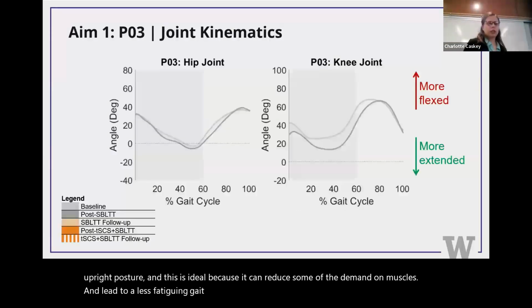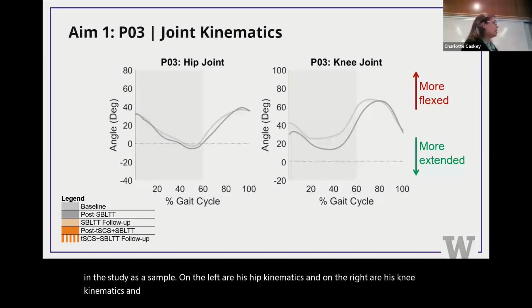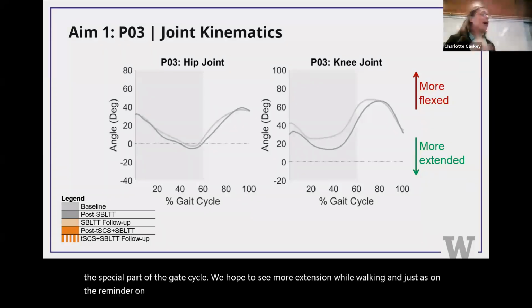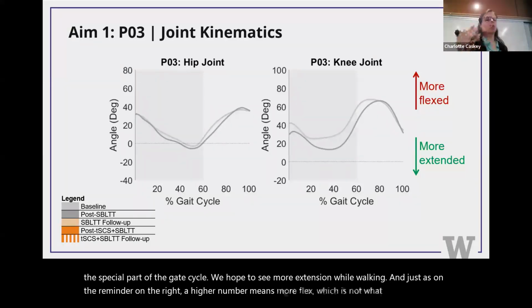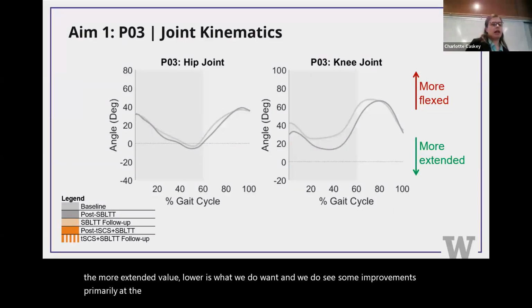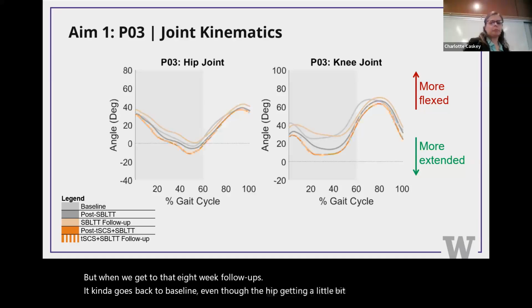And this is ideal because it can reduce some of the demand on muscles and lead to a less fatiguing gait pattern. So here are joint kinematics for one of the participants in the study as a sample. On the left are his hip kinematics, and on the right are his knee kinematics. And it's again over percent of the gait cycle, where 0 to 60 is stance. And that's the special part of the gait cycle where you hope to see more extension while walking. And just as a reminder on the right, a higher number means more flexion, which is not what we want, where the more extended, lower value is what we do want. And we do see some improvements primarily at the knee with just the SBLTT training. But when we get to that 8-week follow-up, it kind of goes back to baseline, even with the hip getting a little bit more flexed.